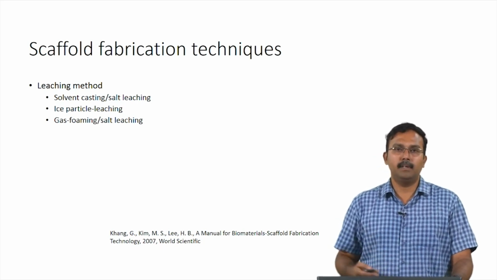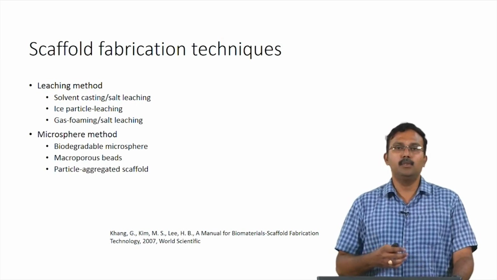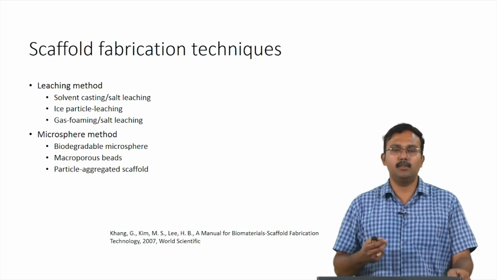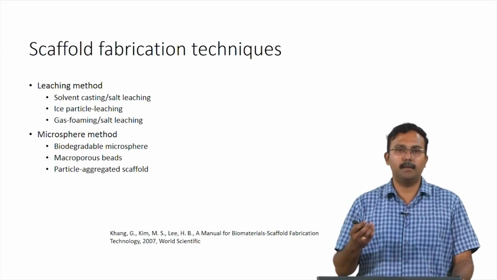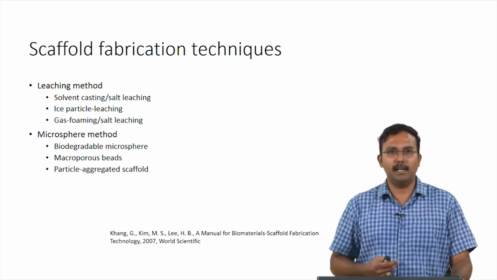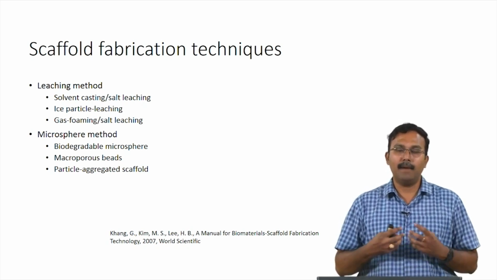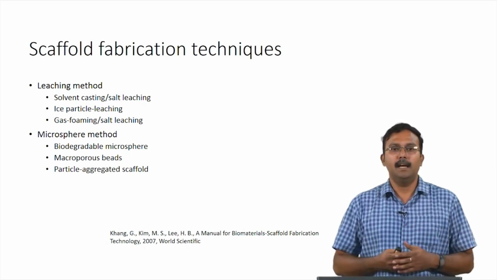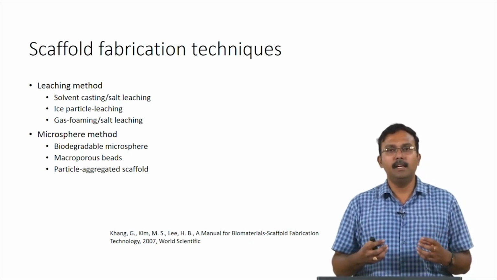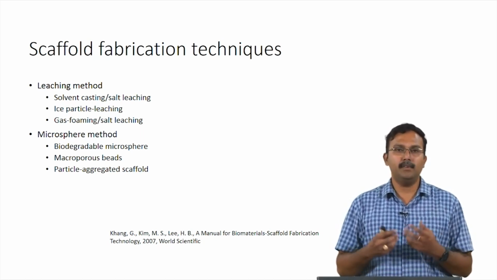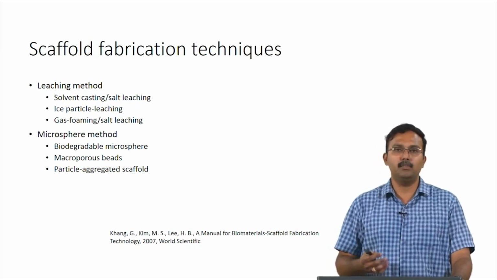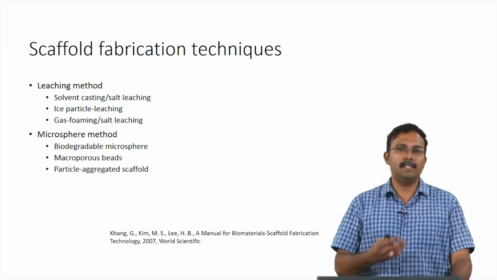So, the next type of scaffold fabrication strategy is using microspheres. So, you can create microspheres using different strategies. It could be just a simple thing like preparing alginate beads, which you might have done as part of one of your undergraduate lab programs. Or you can create macroporous beads using different strategies, and you can also have these beads aggregate to form a scaffold creating a porous structure. So, these are different strategies which have been employed to create a scaffold using microspheres of different polymers. It could either be synthetic or natural.